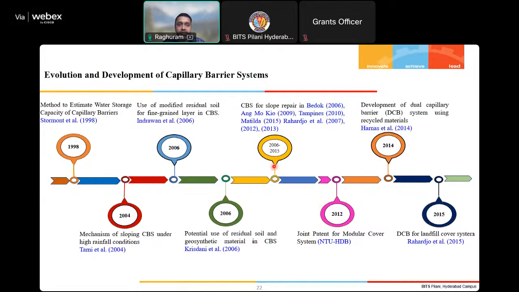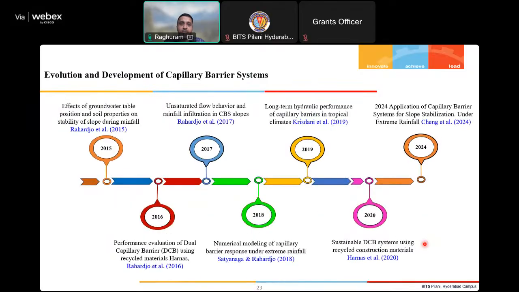Now, if you look at the existence of this capillary barrier system, in 98, Stormont et al. utilized this capillary barrier system for water storage facilities. After that, Indrawan et al. studied it and modified the residual soil for fine grain soil. People have started redefining the capillary barrier system with various techniques. And coming to the potential use of residual soils, Gofar in 2006 studied this, and Rahardjo, one of the pioneers in this area, developed alternate layers of fine grain soil and coarse grain soil for this capillary barrier system.